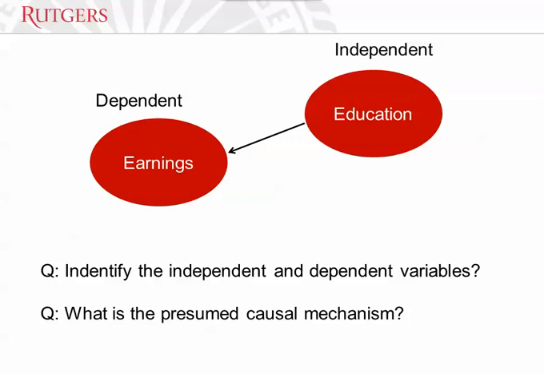So if we're thinking about it in that way, education is the cause. Earnings, lifetime earnings later in life, are an effect of how much education you've received. So in that way of thinking about things, education is the independent variable. Earnings is the dependent variable. Okay. So now, what is the presumed causal mechanism? Why does that happen? Why does education lead to more earnings?